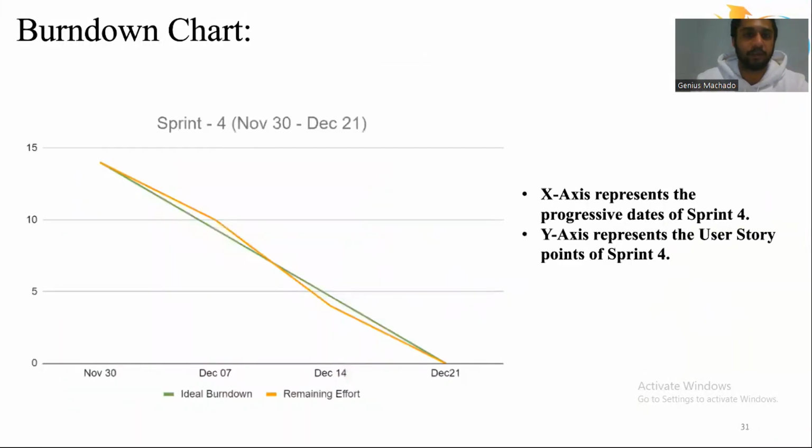The next one we have is the burn down chart. Again, 15 story points, and the sprint dates are from November 30 to December 21. It looks like an ideal burn down chart, pretty close to the benchmark, the green line that we set. We had a few ups and downs, but we managed to stick around and get the job done.